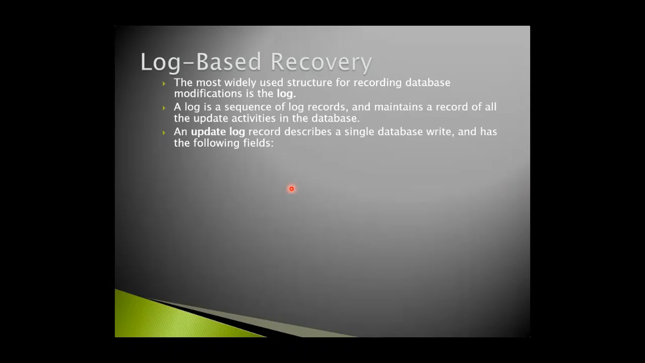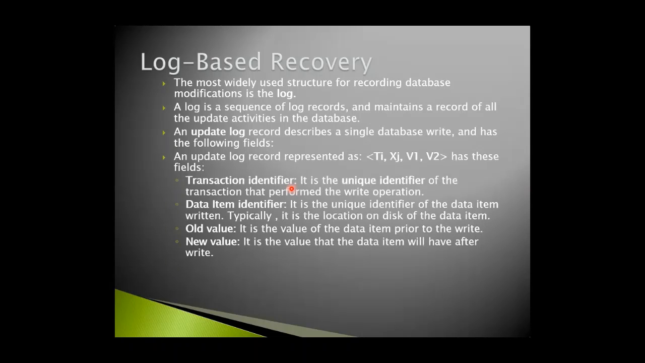Update log record describes a single database write and has the following fields. Whenever there is a write operation happening, this update log record is maintained for every data item for that particular transaction. Now, let us try to understand the structure of the update log record. Update log record is composed of these four typical fields: TI, XJ, V1 and V2. TI signifies the unique identifier of the transaction that has performed the write operation on this particular data item. XJ denotes the data item identifier.